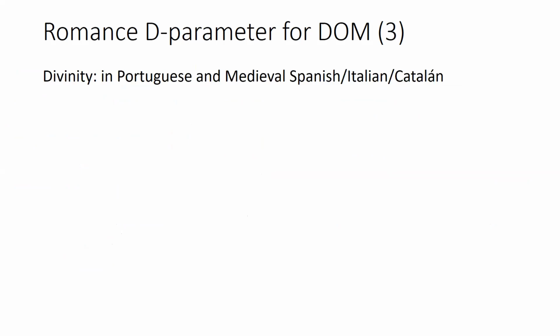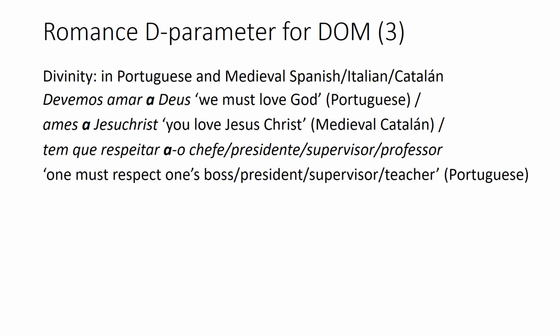And lastly, divinity, which we also mentioned, is a key factor for a dom. We've got it in Portuguese, but also in medieval Romance. In contemporary Portuguese, you've got examples like this. Devemos amar a Deus. Okay, as we saw, if the object is divine, if it denotes a god, then that should be marked by a.